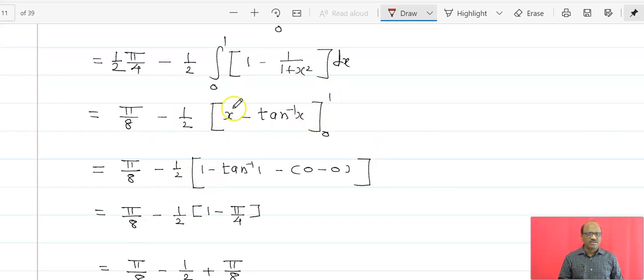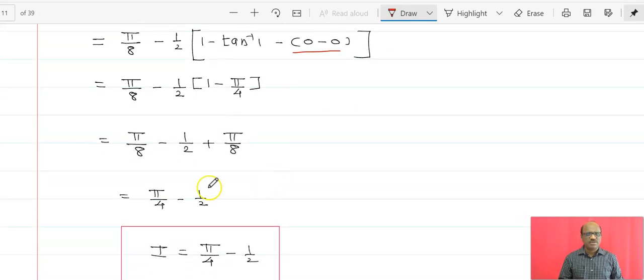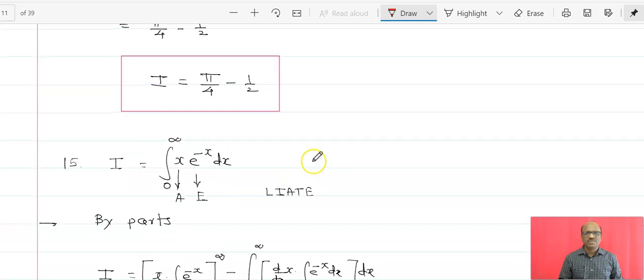Upper limit is 1, that is x is replaced by 1, tan inverse of 1, minus x replaced by 0, 0 minus tan inverse of 0. And you will get 0. So 1 minus tan inverse of 1, which is pi by 4, that is pi by 8 minus 1 upon 2. This minus and minus will become plus pi by 8. Pi by 8 plus pi by 8 is 2 into pi by 8. Then you will get pi by 4 minus 1 upon 2. Therefore, I is equal to pi by 4 minus 1 upon 2.